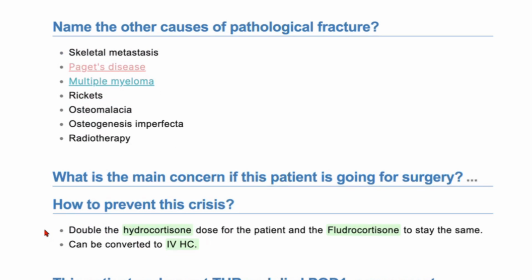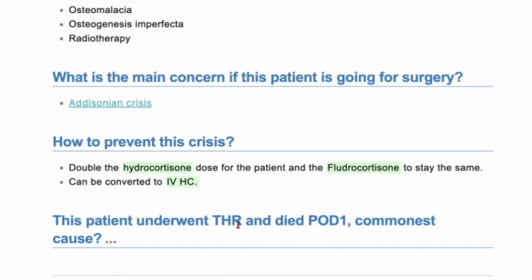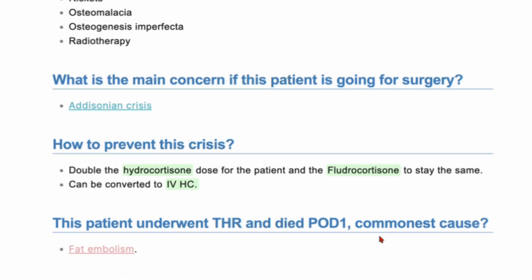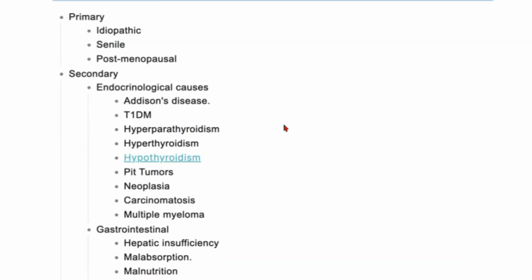Yes. Okay. All right. The patient underwent total hip replacement and died on post-operative day one. What's the commonest cause of death post-operatively? So the commonest cause of death would be a pulmonary embolism or Addisonian crisis. Addisonian crisis could be a reason, but you're right. Talking about pulmonary embolism is more important, especially fat embolism, which would be the most important one to mention. Right. So fat embolism. I think on the causes of osteoporosis, there is an area of improvement.